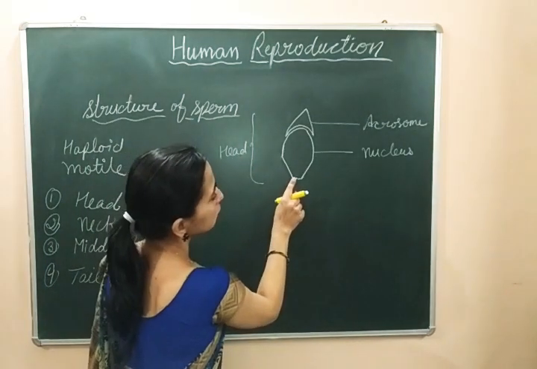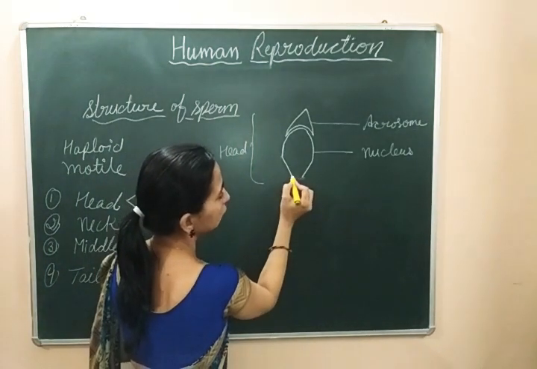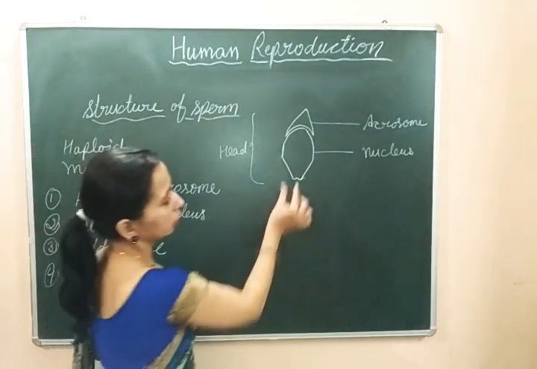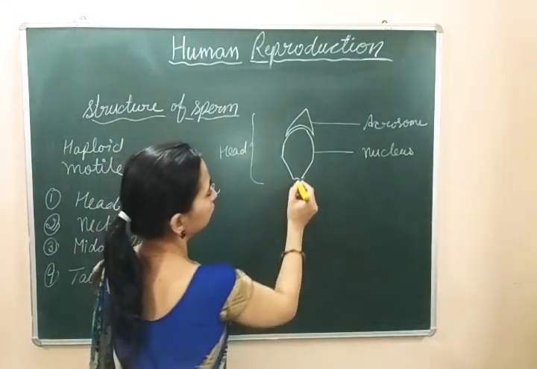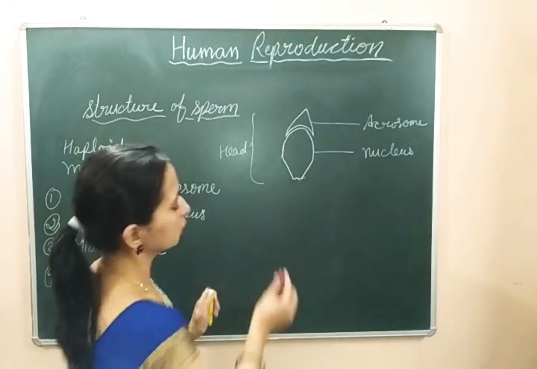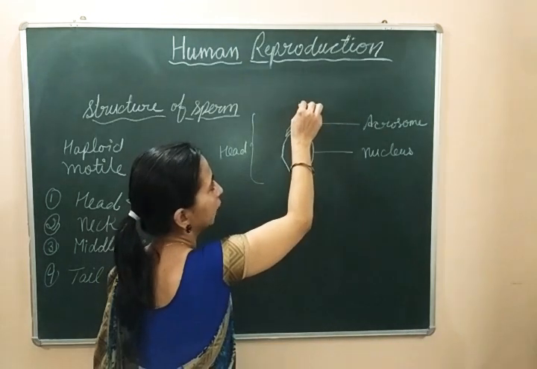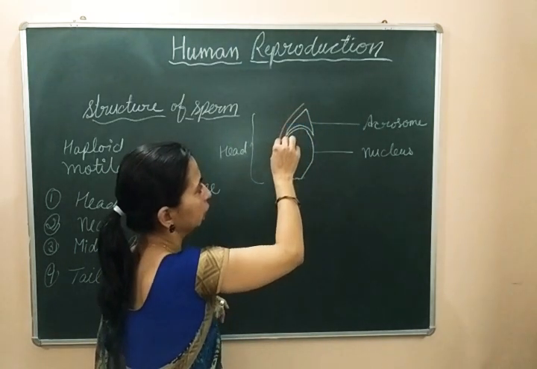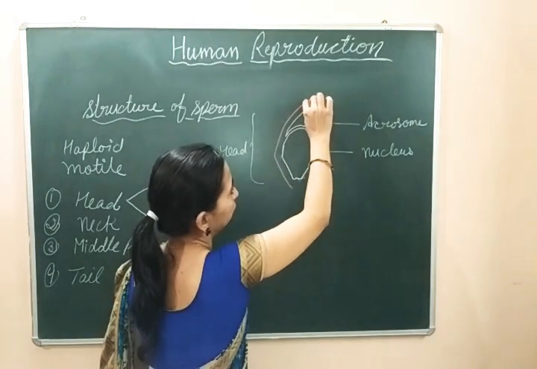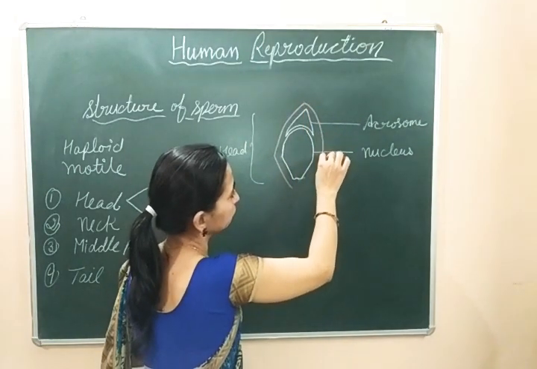At the lower end of this nucleus, it has one depression-like structure. यहाँ पे इस तरीके से depression present होगा nucleus के नीचे की तरफ. This depression we have to draw here. This complete head part is again covered by a membrane, the plasma membrane. So we can draw here that plasma membrane will cover this structure. Plasma membrane से cover करेगा.